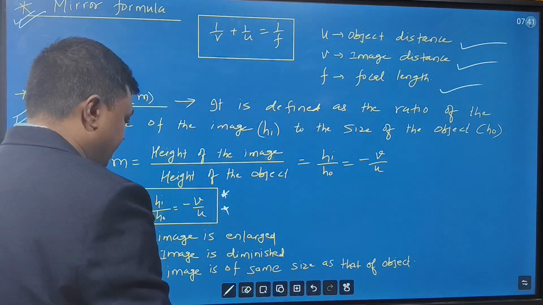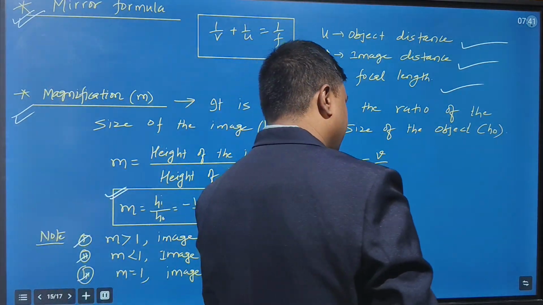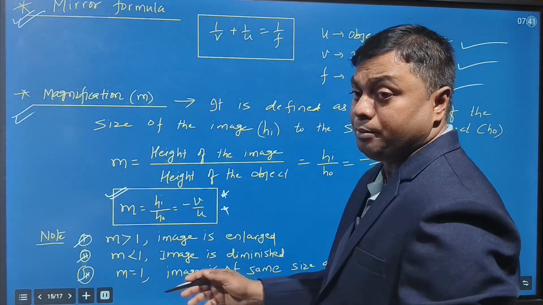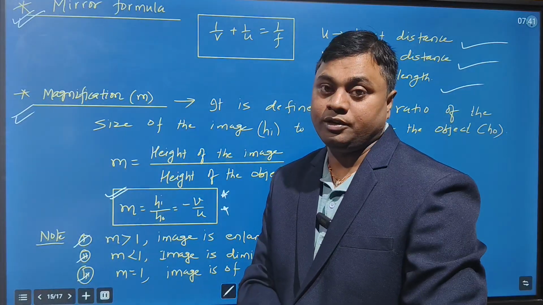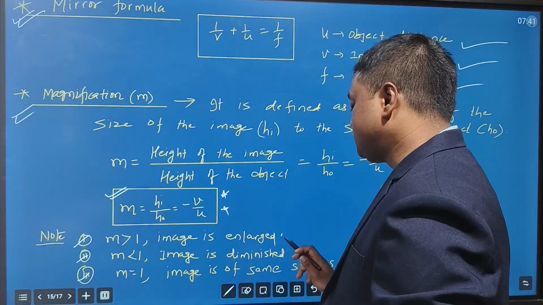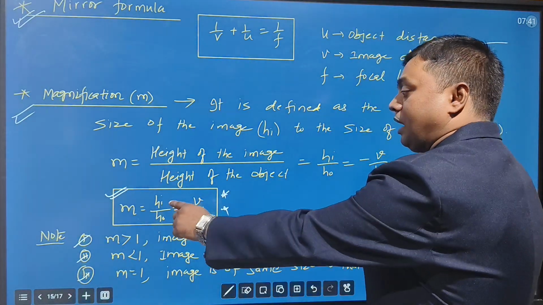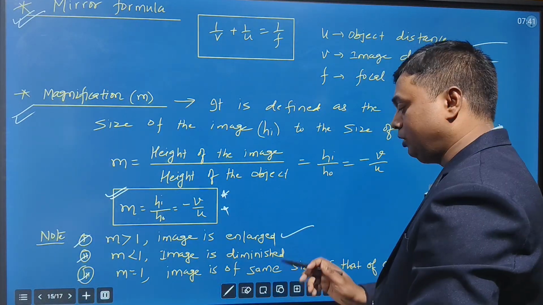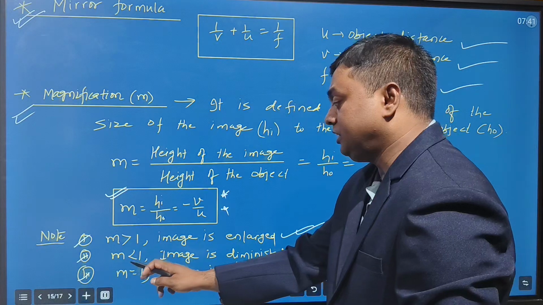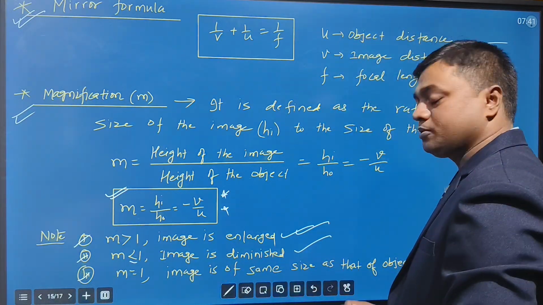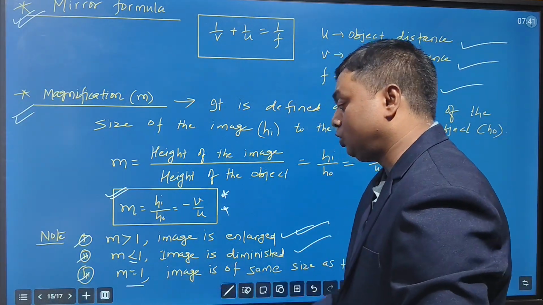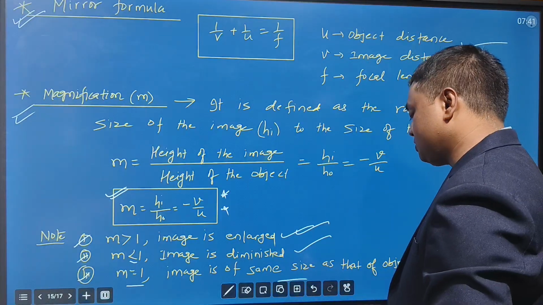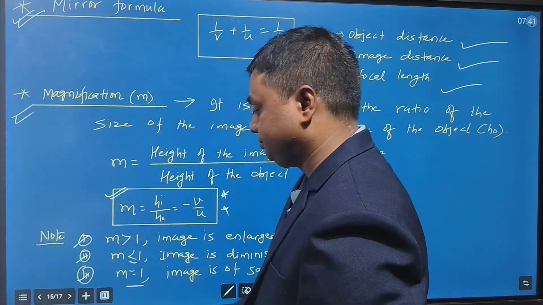When you solve the numericals, magnification has three possible values. Magnification may be greater than 1. In this case, the image is enlarged, obviously. When height of image is more than height of object, then we get m more than 1. If magnification is less than 1, it means the image is diminished. And if magnification is equal to 1, it means the image is of the same size as the object.